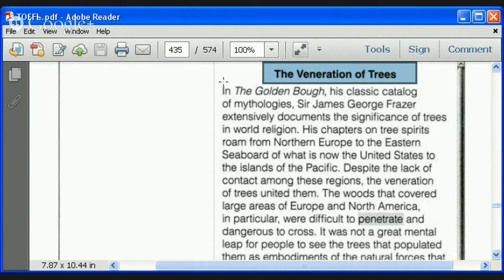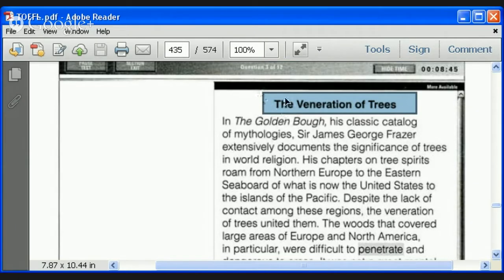Some question types are much faster than other question types. So let's skim this. Our first clue is the title, The Veneration of Trees. Maybe you don't know what veneration means, maybe you do. But at least you know, okay, we're talking about trees.